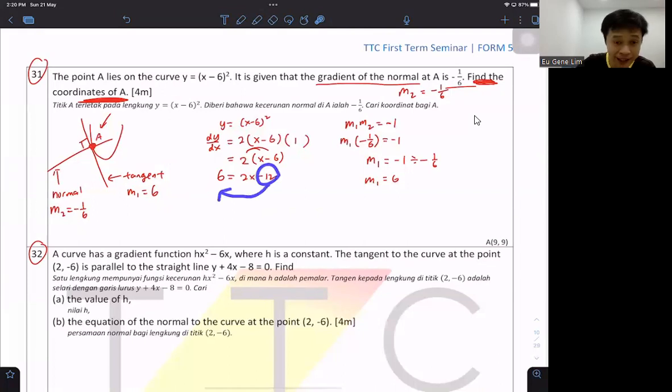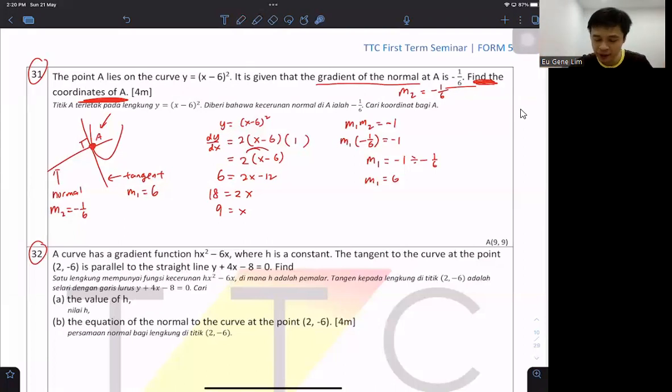Minus 12 bring over plus 12, okay? So 6 plus 12 is 18. 18 over 2 is 9. So you find out x already, very good. X is the coordinate of this point A. But then you also need the y, right?